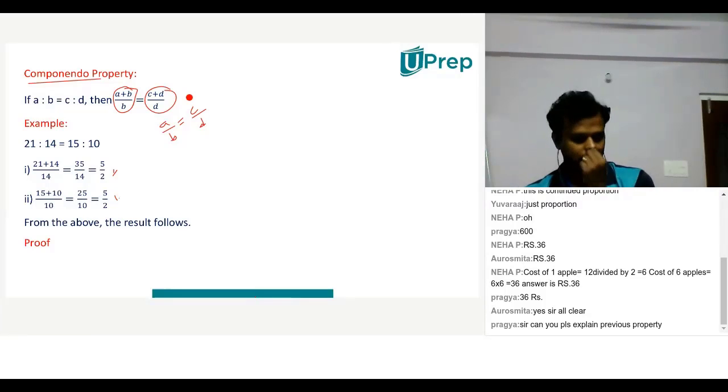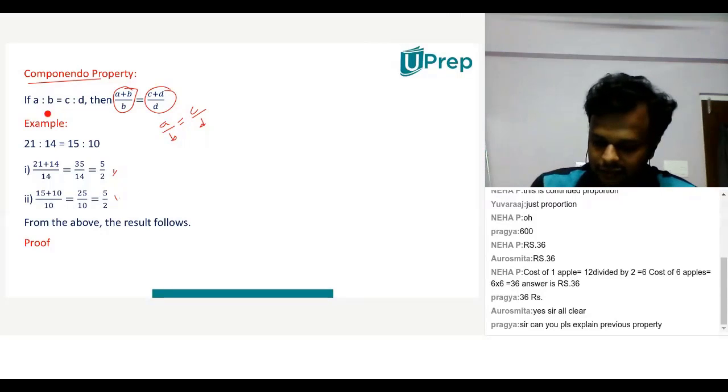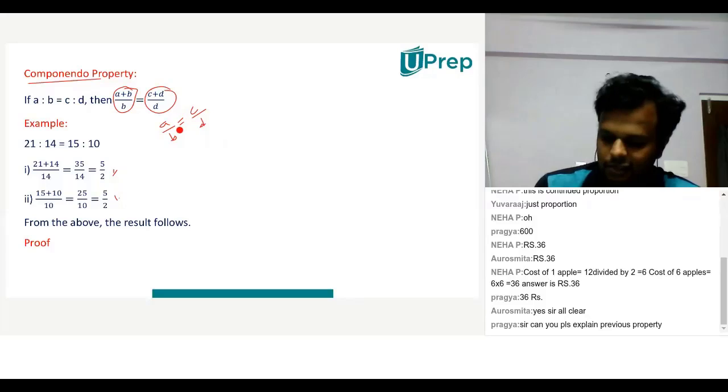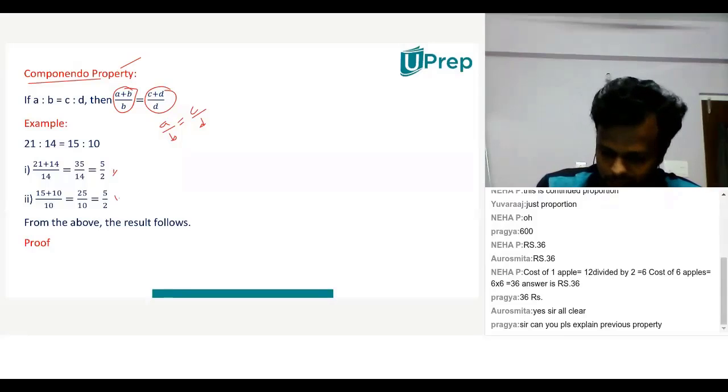Okay. So what I was telling is, in the componendo property, see children, A is to B is equal to C is to D means A by B is equal to C by D. Now I have the example of 21 is to 14 equal to 15 is to 10. According to this property, what is happening? 21 plus 14 by 14.